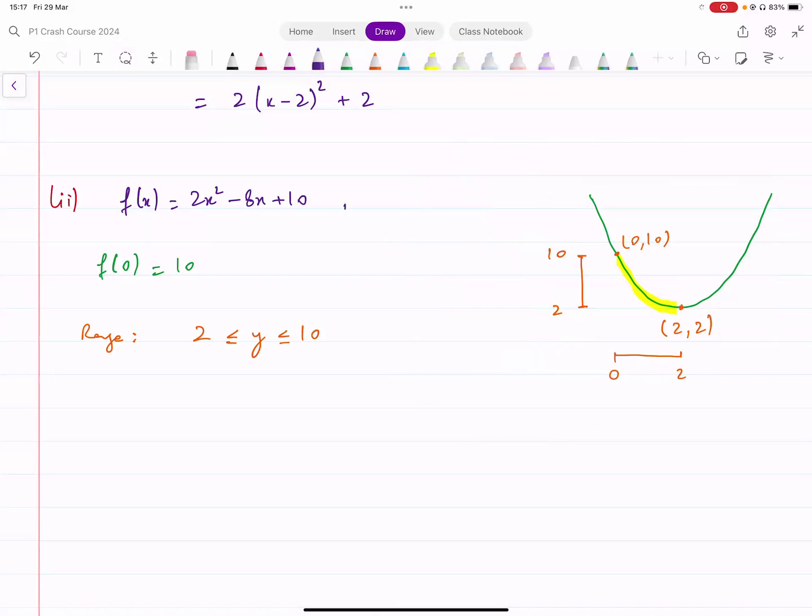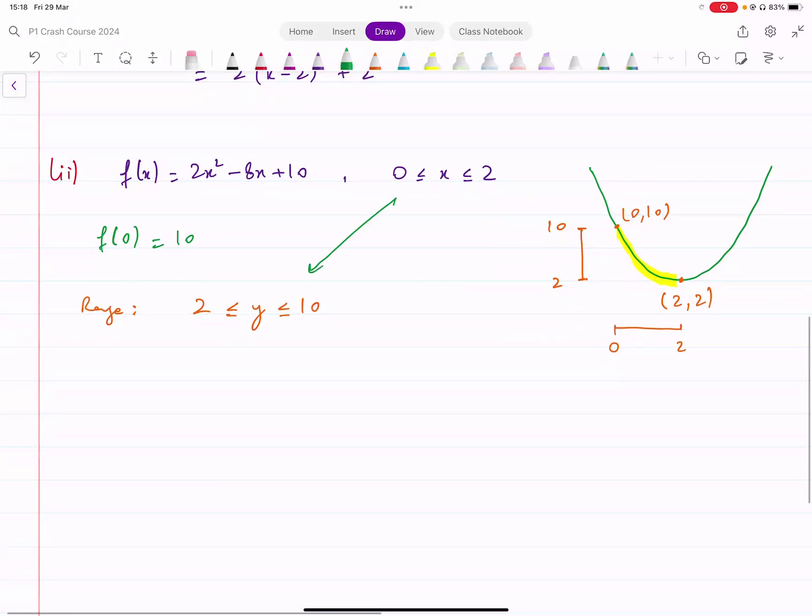The domain of the function was from 0 to 2. 0 and 2 both were included. So here as well, 2 and 10 both are included. That's the range of the function. If you wanted, you could also write it as f of x between 2 and 10. That would also be fine. Or you can just use y between 2 and 10. Don't write x here. That will not be acceptable. So that's the range of the function. That's the second part.